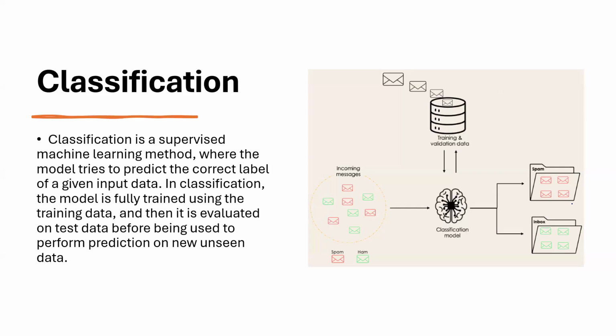Classification is a supervised machine learning method, and you know why it is called supervised now, where the model tries to predict the correct label of a given input data. So it is trying to predict the label. What is the label? Label is nothing but the output. What is the output? Output is nothing but spam or no spam, right? In classification, the model is fully trained using the training data, and then it is evaluated on the test data before being used to perform prediction on new unseen data. Here you are seeing three terms: one is training data, another is test data, and the third is new unseen data.